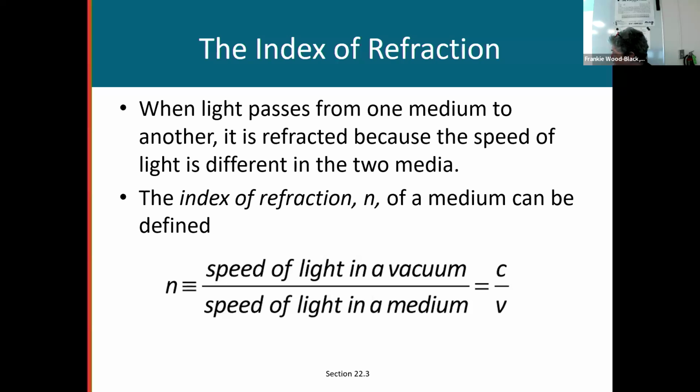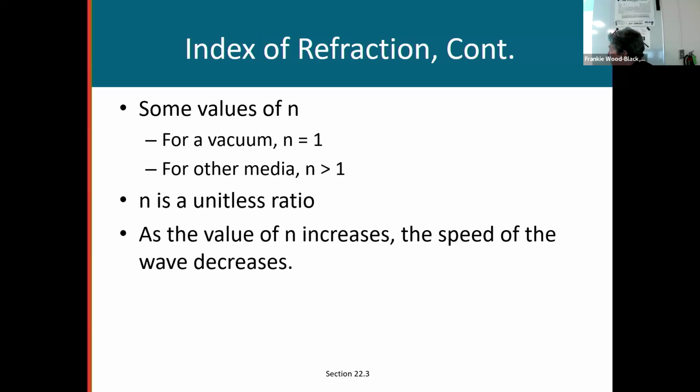And the index of refraction is the speed of light in a vacuum divided by the speed of light in the medium. And for air and vacuum, it's very, very close to 1. It's slightly off in like the 5th or 6th significant figure, but it's very close to 1. So vacuum is 1. All other mediums are greater than 1. N is a unitless ratio.